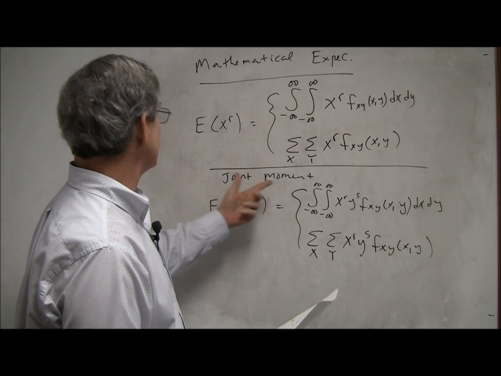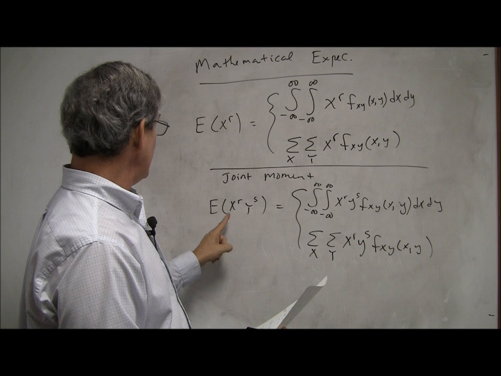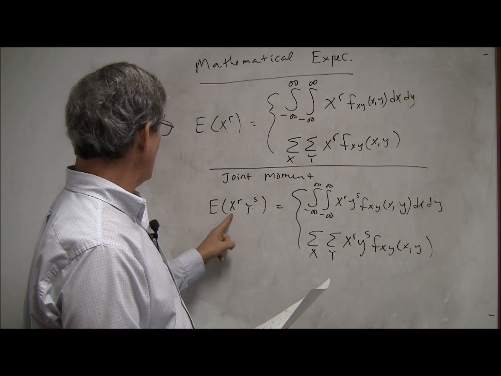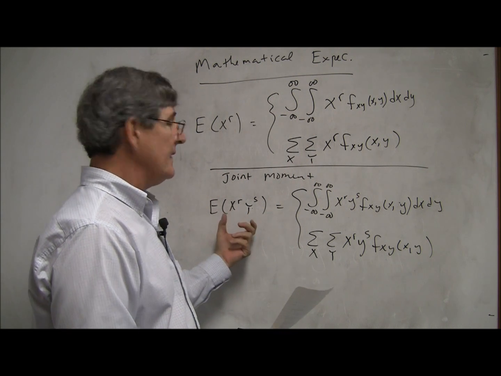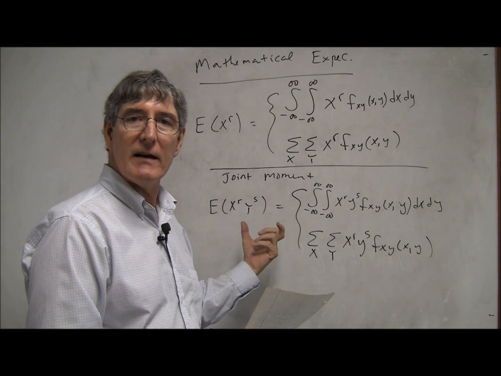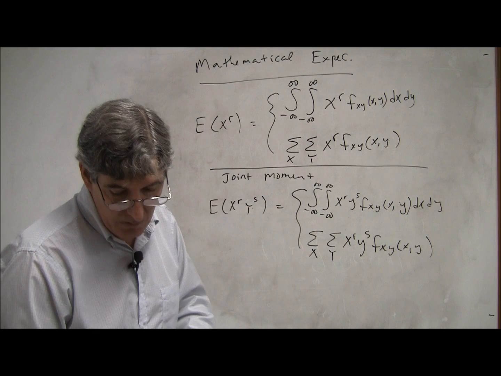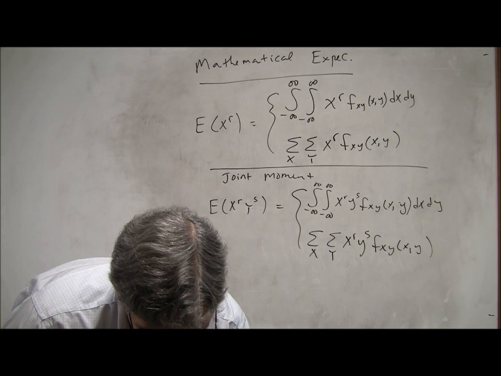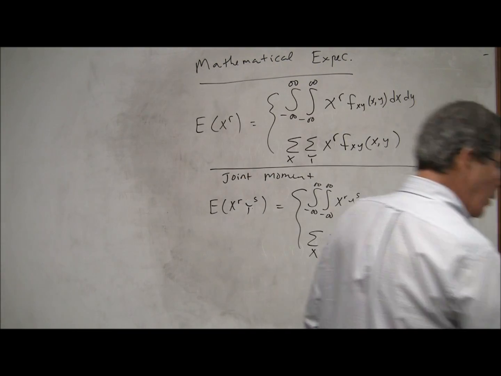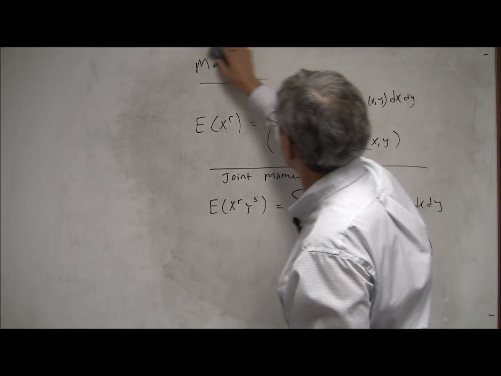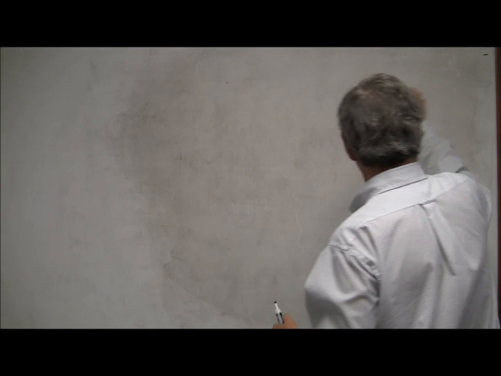Again, we don't use that much, except in one case, when r is 1 and s is 1. That basically is related to the covariance and the correlation. And so that's the one joint moment that we tend to use. So the most important joint moment is the covariance.